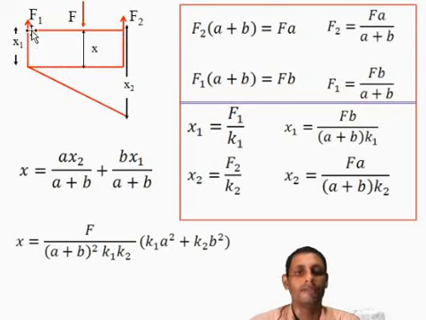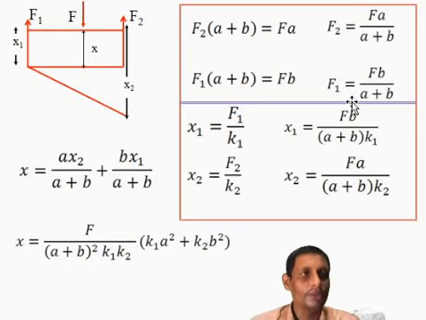What will it be if you take the moment about the left point? F2 into (A plus B) is equal to F into A. That means F2 equals F A divided by (A plus B). Now what will be the moment if you take it about the point F2? It will be F1 into (A plus B) equal to F into B. You will get expressions for F1 and F2.